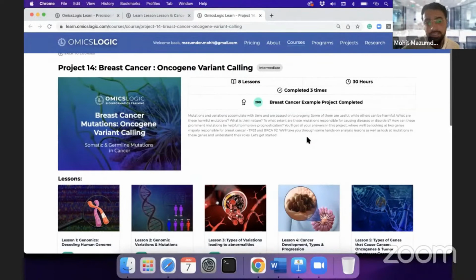In this case study session, we will be discussing how mutations and variations accumulate with time and are passed on to the progeny, and then how you find this prominent mutation that could help you find answers to some of the major problems when we are looking at a strategic plan to stop cancer or design clinical trials for these cancer studies.